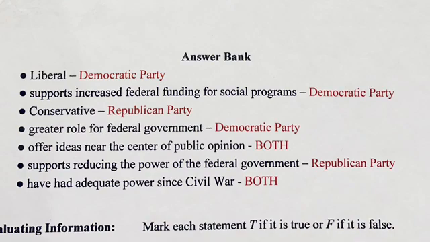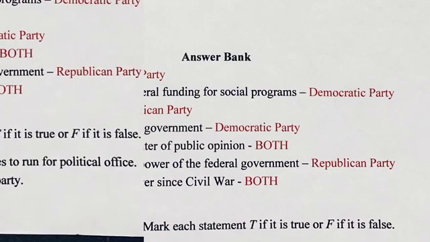the election. And another answer that goes with the both area, the middle between the Democrats and Republicans in the Venn diagram, is they've both had adequate power since the Civil War. This just meaning that both parties have at times been the majority in our country, having control of Congress, having the president, and then both parties have also at times been the minority. So we have had a very good flow of Republican and Democratic power in our country.